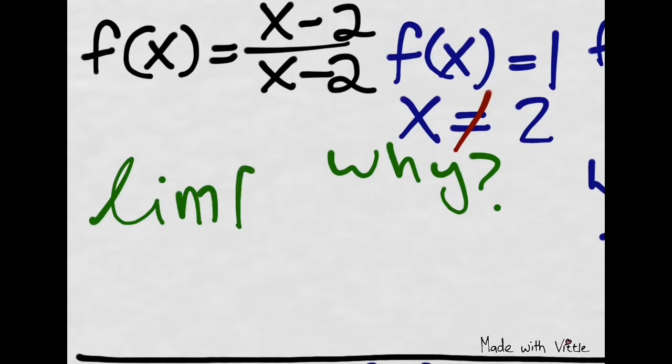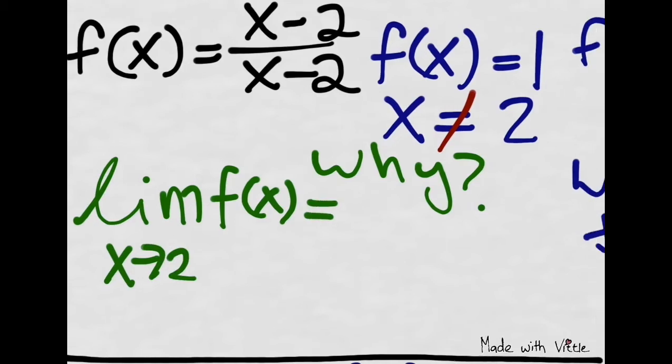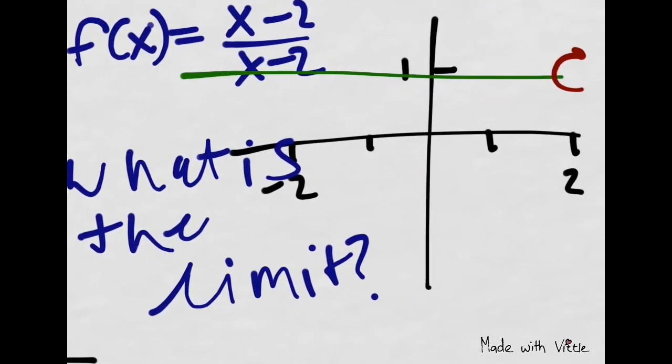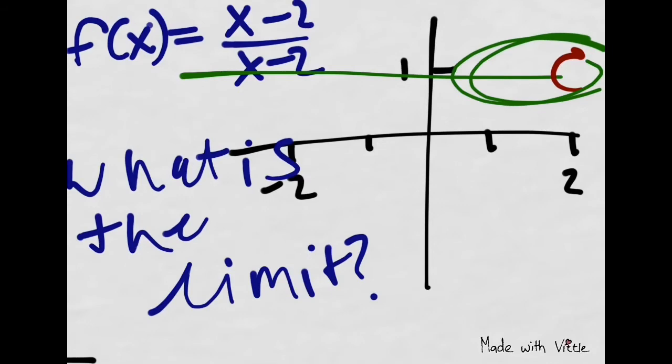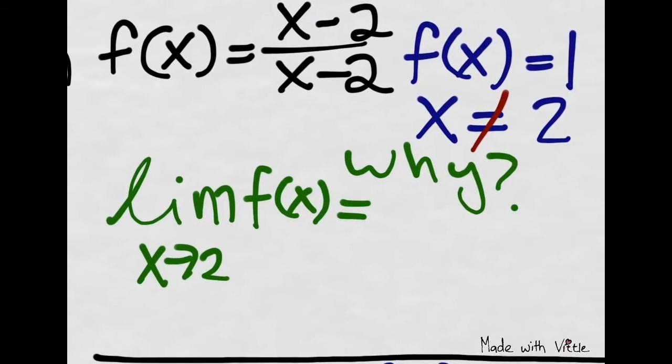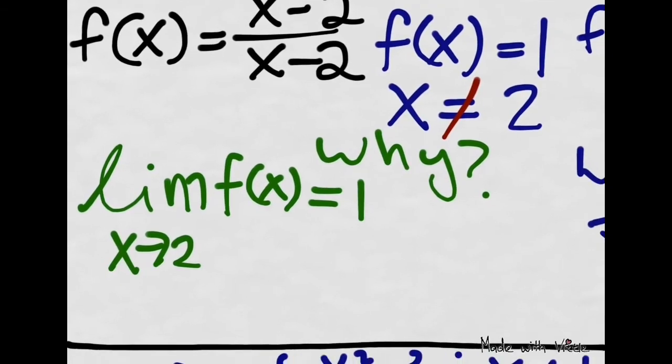So we're going to write lim, L-I-M is short for limit, by the way, in math notation. The limit of f of x as x approaches 2. Look here, y is 1. This is just a horizontal line, so it's 1 as x approaches 2, right? So let's go back there. And we are going to say that the limit of f of x is 1 as x approaches 2.